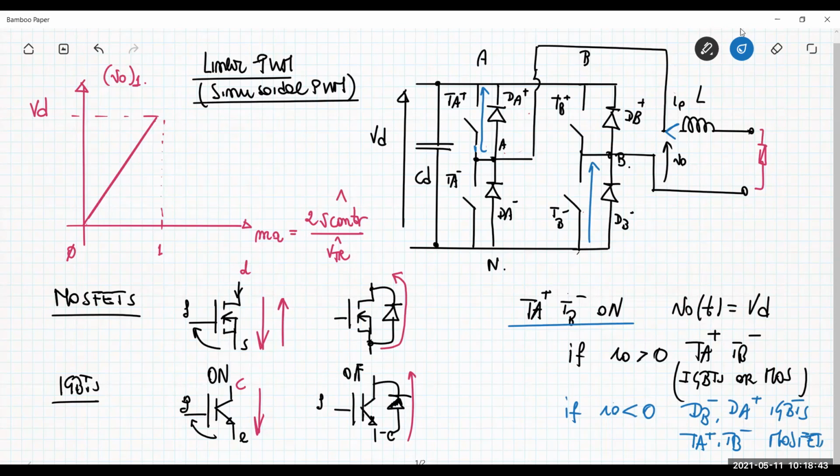Are we changing the switching strategy? Absolutely not. The switching strategy is always the same. I have TA plus and TB minus on. What is different is the role of the different devices in conducting the current. So there is no different switching strategy, but you have to think that the current flows in different devices. I hope that this answered the questions and clarifies a little bit what I explained in previous lectures.